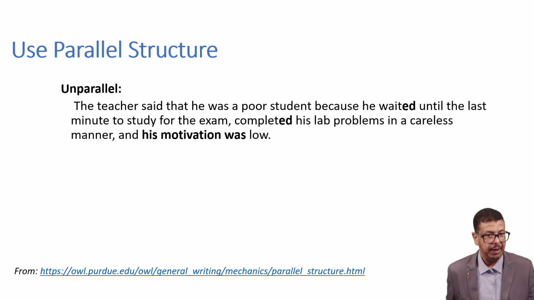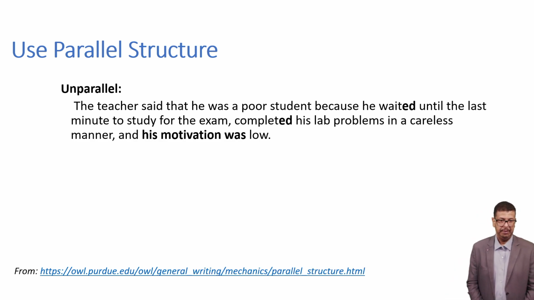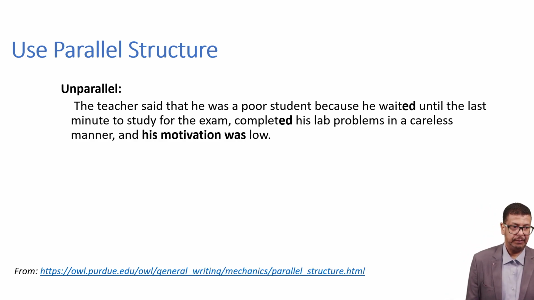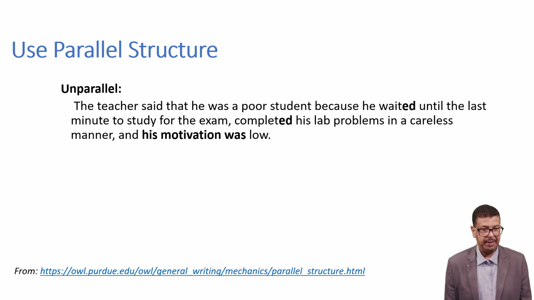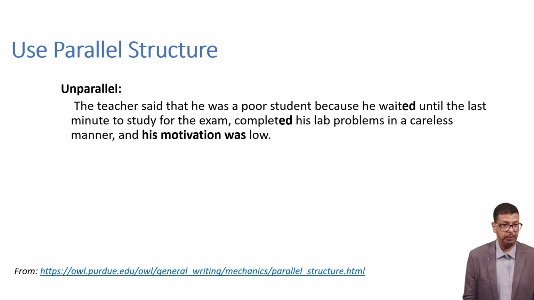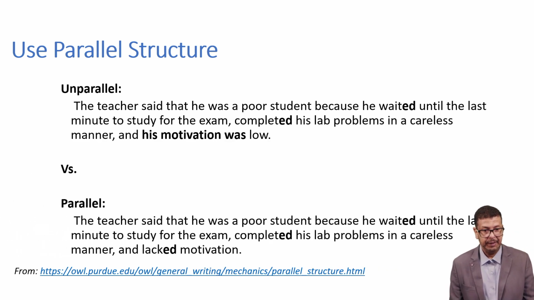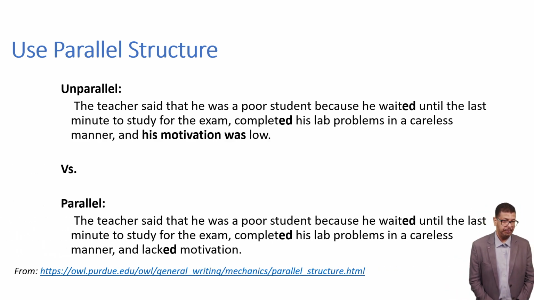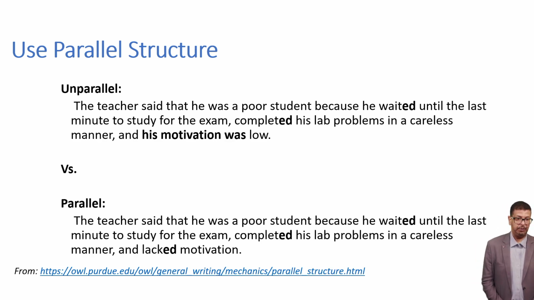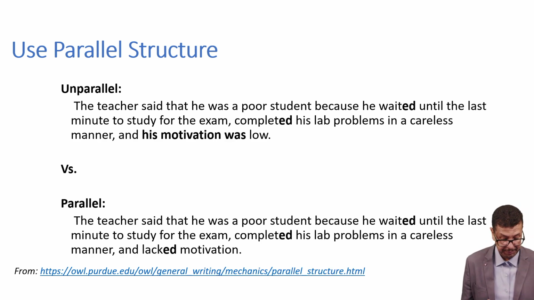Now we are talking about parallel structure and unparalleled structure. An unparalleled sentence is like: "The teacher said that he was a poor student because he waited until the last minute to study for exam, completed his lab in a careless manner, and his motivation was low." We can write it this way: "The teacher said that he was a poor student because he waited until the last minute to study for exam, completed his lab problems in a careless manner, and lacked motivation." So this is the parallel style of writing.